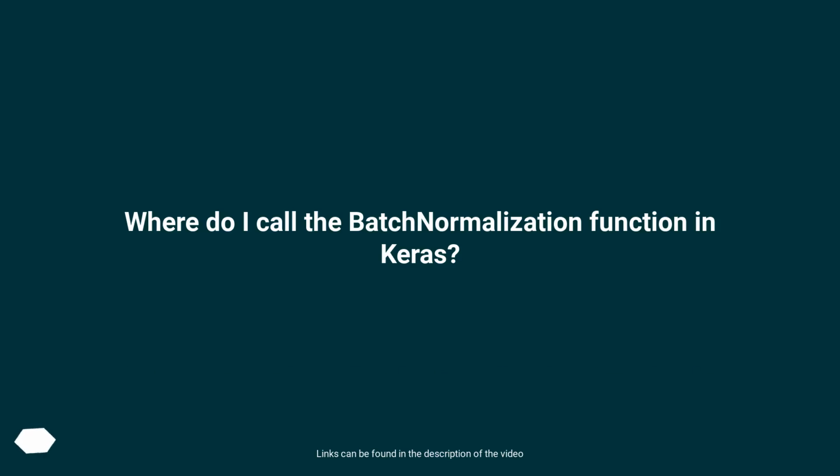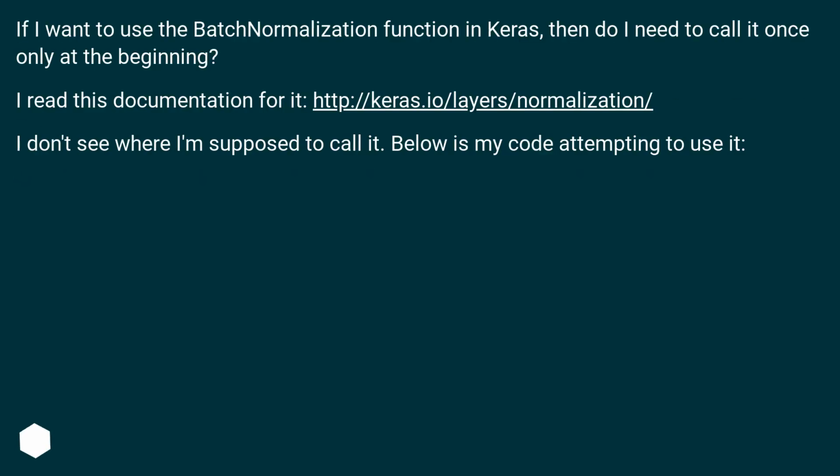Where do I call the batch normalization function in Keras? If I want to use the batch normalization function in Keras, do I need to call it once only at the beginning? I read the documentation for it, this URL. I don't see where I'm supposed to call it. Below is my code attempting to use it.